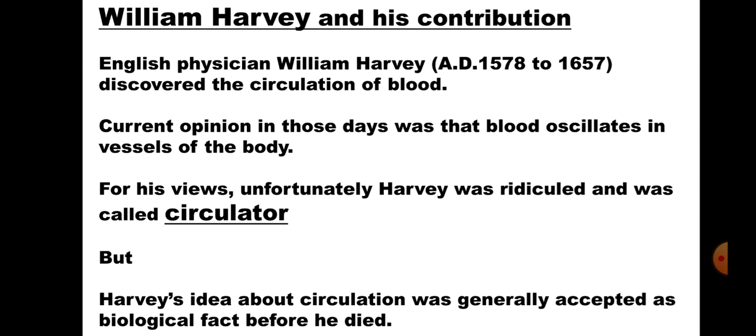Now, William Harvey and his contribution. The English physician William Harvey, who was born in AD 1578 and died in 1657, discovered the circulation of blood. The current opinion in those days was that blood oscillates in the vessels of the body. For his views, unfortunately, Harvey was ridiculed and was called a circulator. But Harvey's idea about circulation was generally accepted as biological fact before he died.